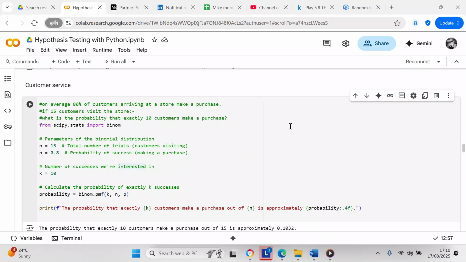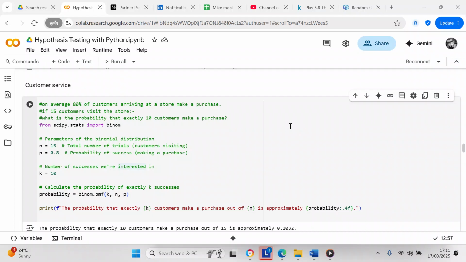In this video, we're going to use the binomial distribution to predict the probabilities of a customer service. So we've got a practice question that we're going to go over. On average, 80% of customers arriving at a store make a purchase. If 15 customers visit the store, what is the probability that exactly 10 customers make a purchase?